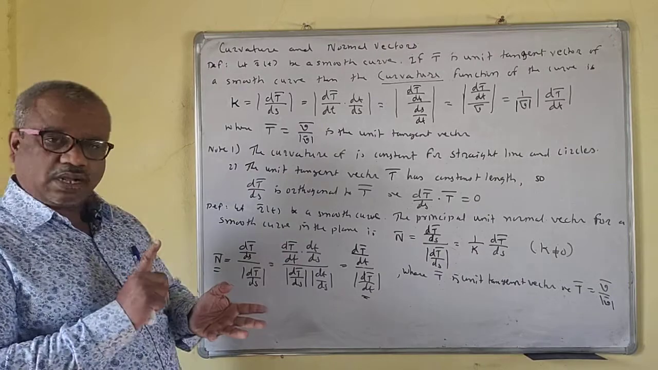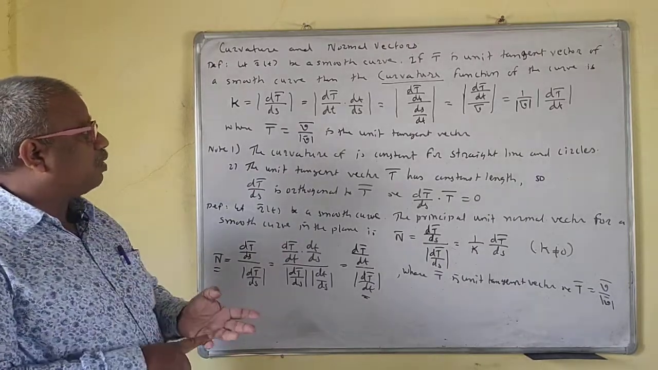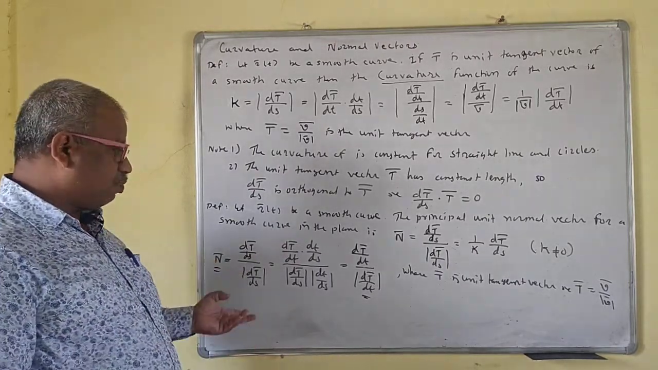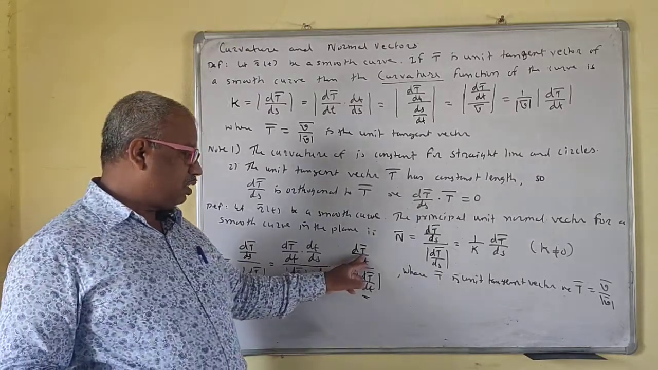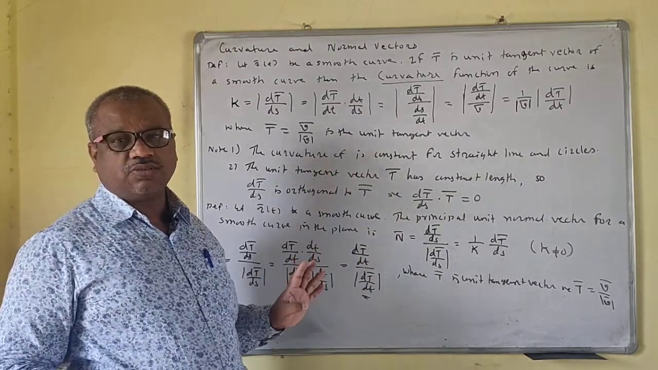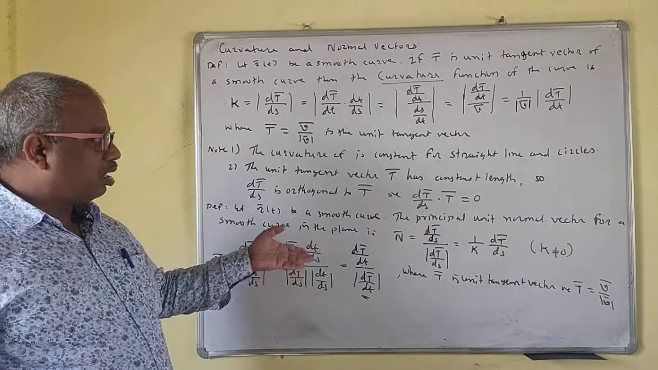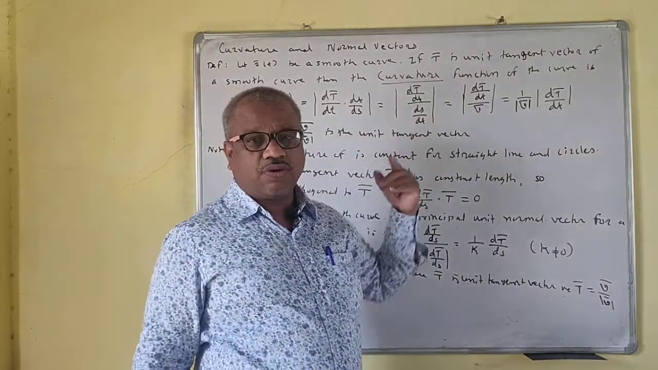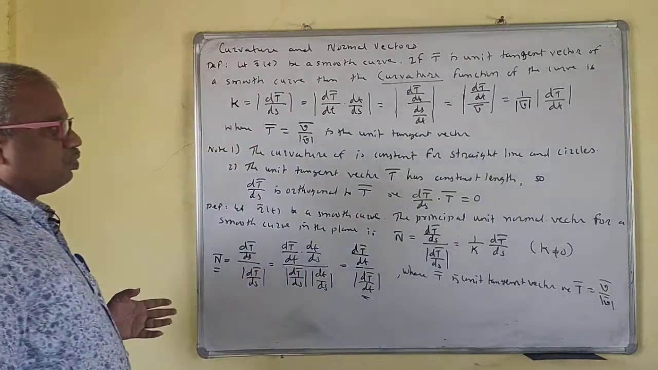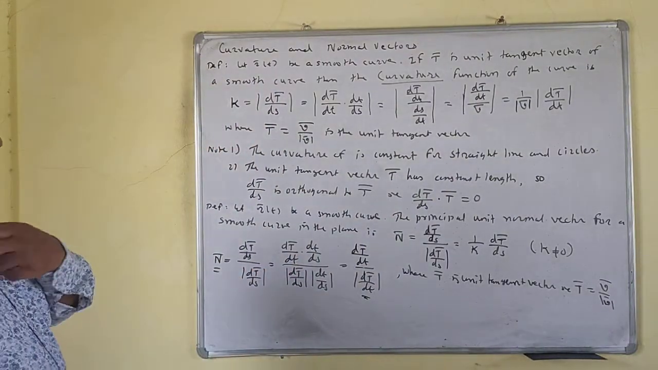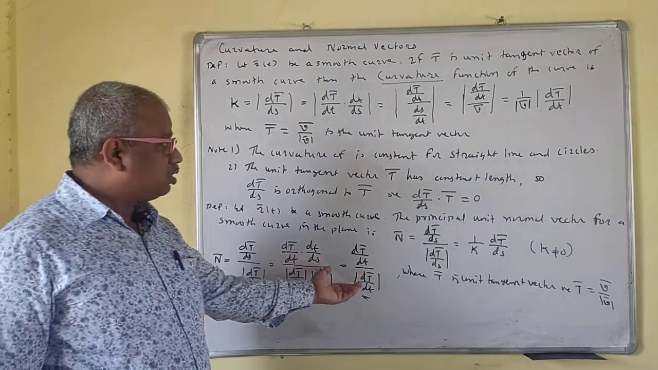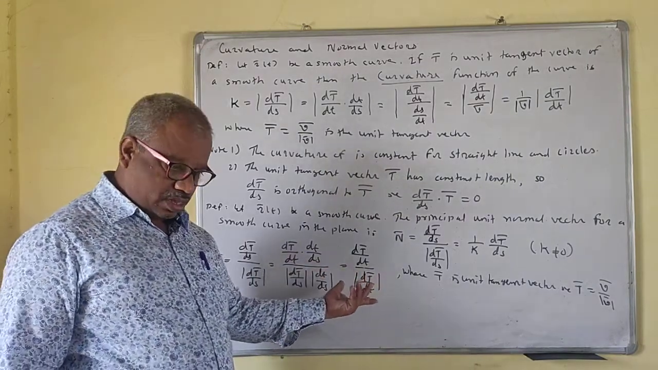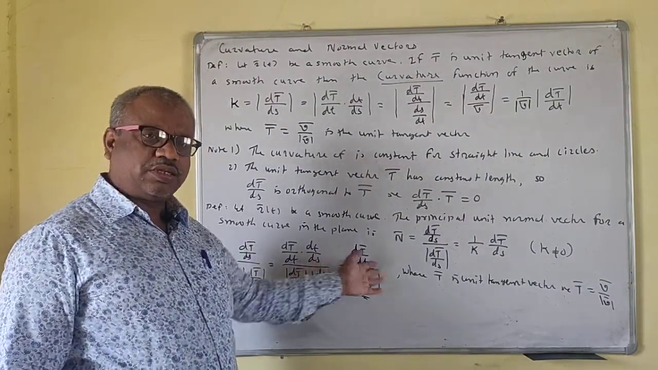After that you have to find the curvature and the principal unit normal vector. What you already got is dT bar by dt. You just have to take the magnitude also, and then divide by this; that is, multiply by the reciprocal of this.